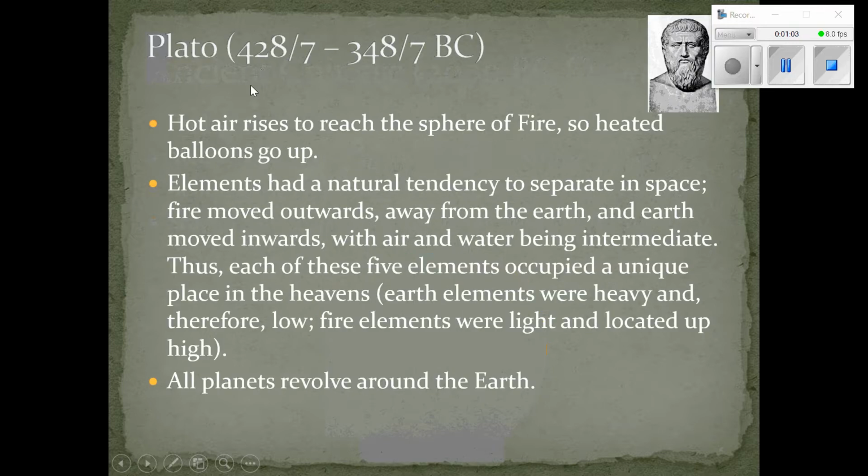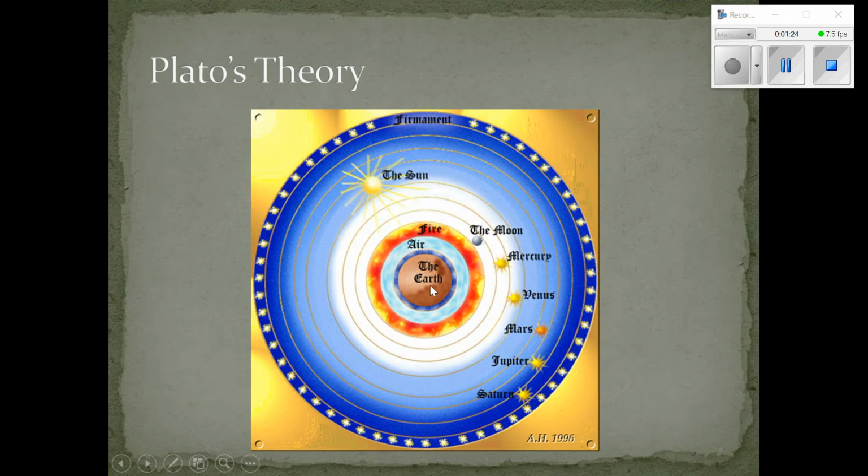Then when you go on to the next page, this was 428 to 348 BC, about 2,500 years ago, when there was Plato in ancient Greece. What were the key ideas that he had? You don't have to put in all the ideas, but maybe the key ones. Maybe all planets revolve around the Earth. And then you could do a little diagram showing Plato's theory. So there was the Earth, and then air, and then you had the moon and the planets and all the stars, everything going around the Earth.